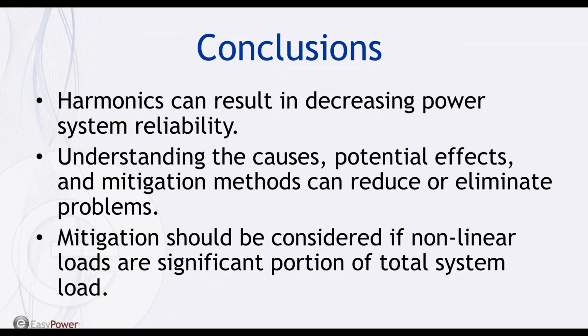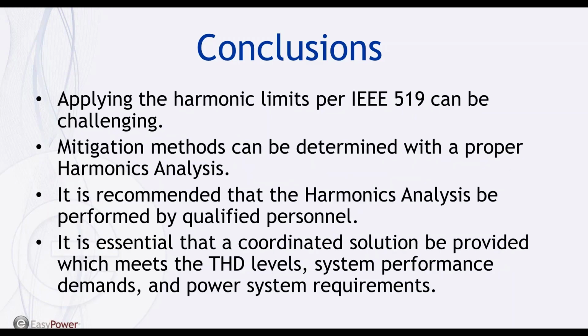So in conclusion, harmonics can result in decreasing power system reliability. Understanding the causes, potential effects, and mitigation methods can reduce or eliminate harmonic type problems. Mitigation should be considered if nonlinear loads are a significant portion of the total system load, which we went over. Also, applying the harmonic limits per IEEE 519 can be challenging, and it's important to understand the requirements. Mitigation methods can be determined with a proper harmonics analysis.